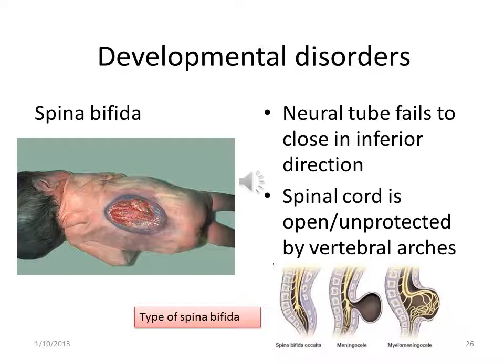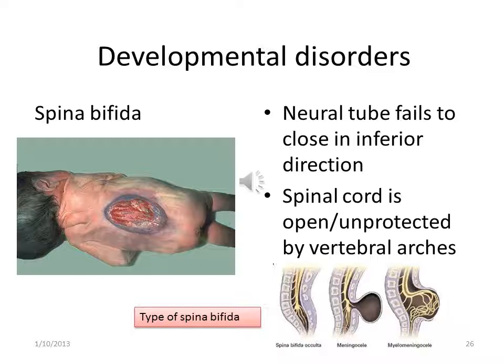In spina bifida, the neural tube fails to close in an inferior direction, and that leaves the spinal cord open and unprotected by the vertebral arches, and sometimes even by the skin on the back, as you can see in this picture. The bottom right picture shows different forms of spina bifida.